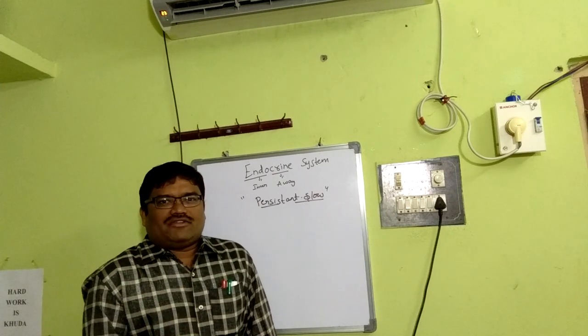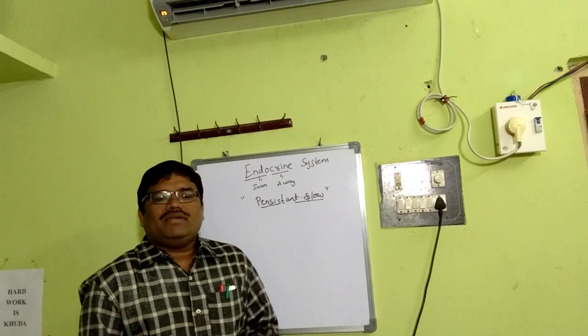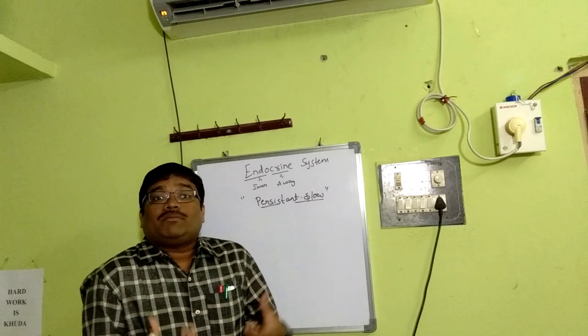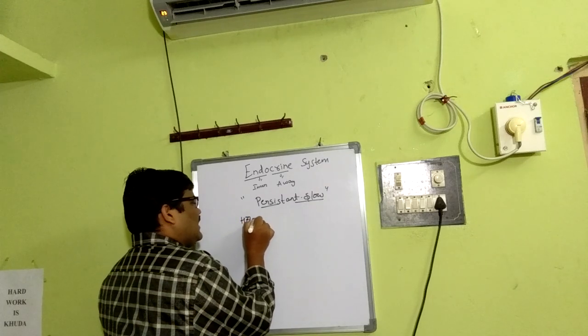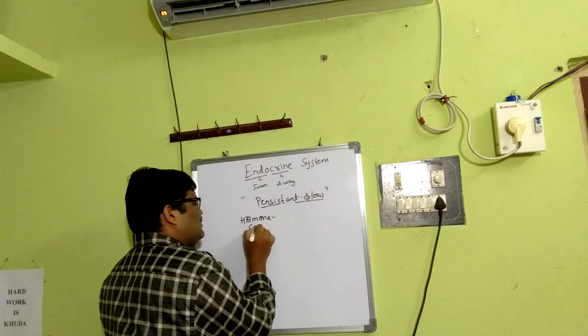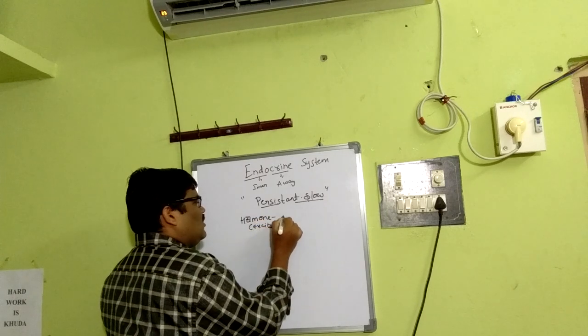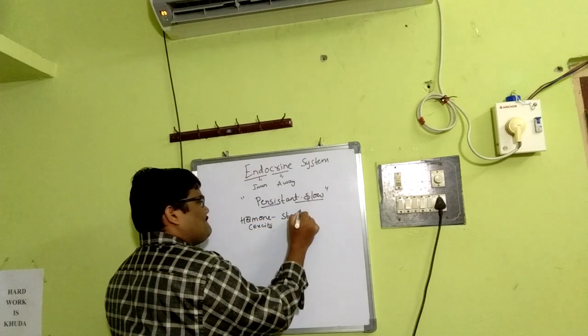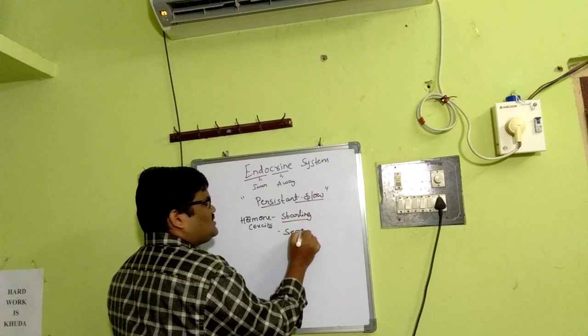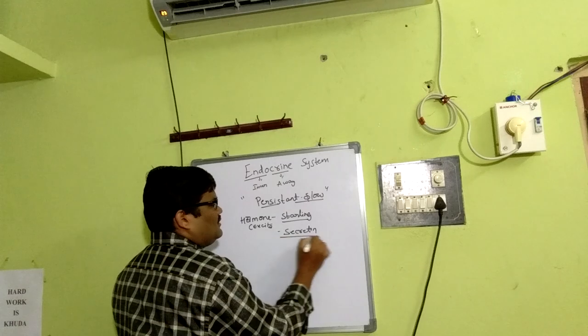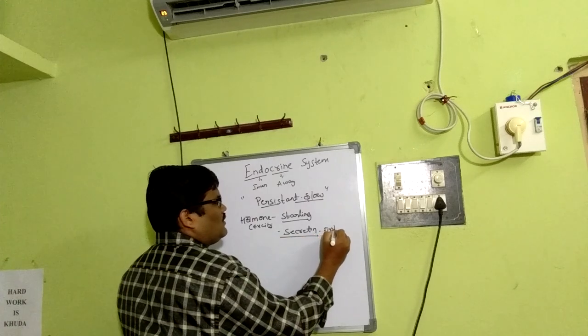What is a hormone? The word hormone means excite, simply excite, coined by Starling. And secretin is the first hormone to be detected.